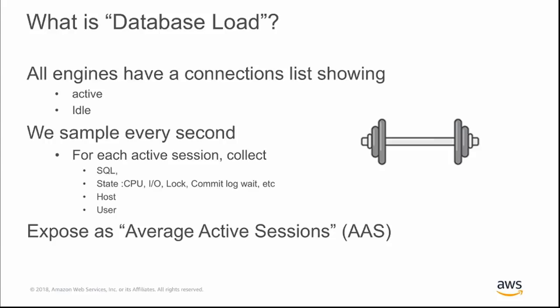So for each of these connections that are active, we collect which SQL that connection's running, what state that SQL's in. Is that SQL running on the CPU, or is it waiting for I/O, reads from disk, or maybe waiting for a lock, or maybe waiting for a commit to log wait, or other internal database resources. We also collect which host the query is coming from and which user is executing that query. Then we aggregate this data and expose it as a metric called average active sessions, which we also call AAS.